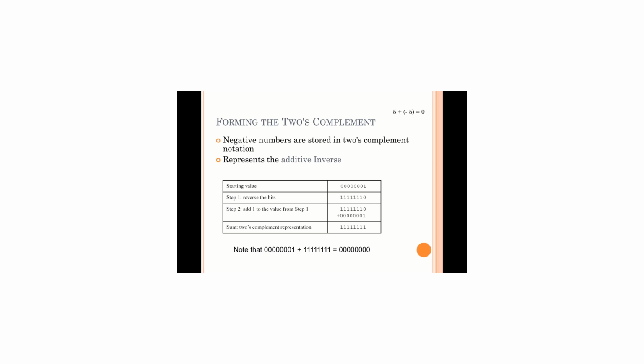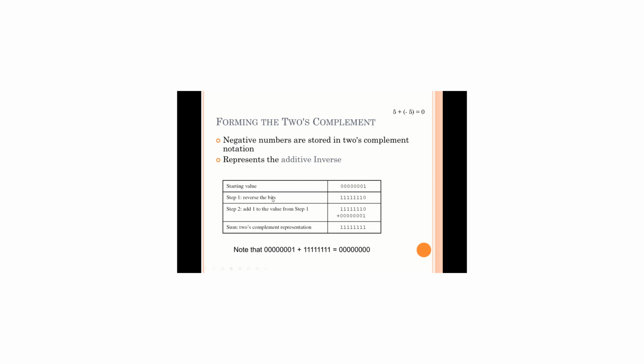So negative numbers are stored in 2's complement notation. It represents the additive inverse, meaning that if you have a number n and the 2's complement of the number n, you add the two together, it should result in 0. Now let's look at a byte, 1 byte, which is 8-bit, with the most significant bit as the sign, right? So for a number, let's say positive number 1, how do you get the negative 1?